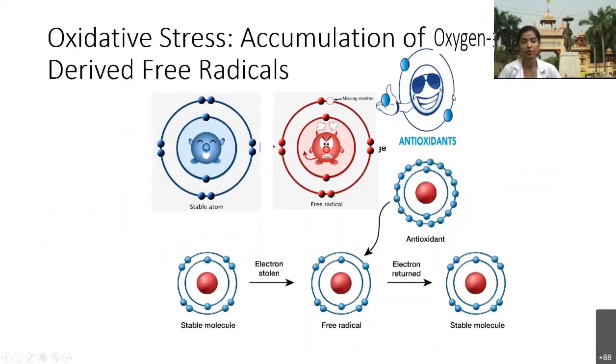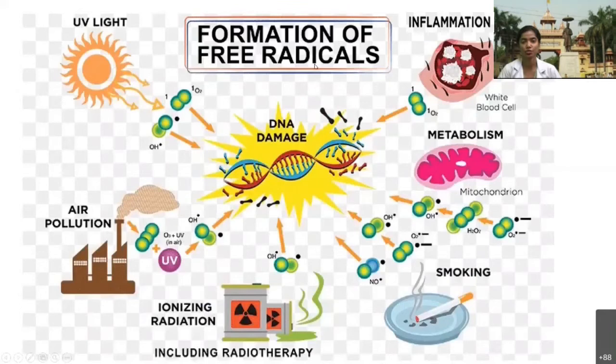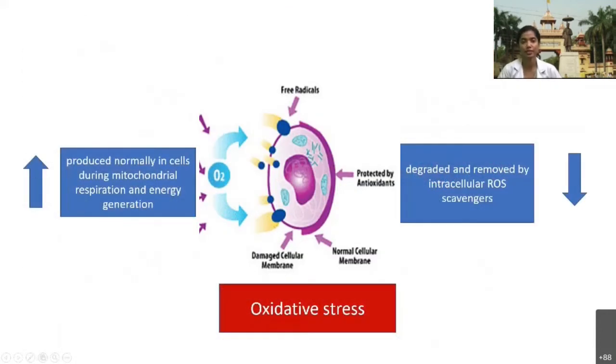Now, the purpose of the antioxidant is to give an electron to the free radical, so that it becomes stable once again. Now, how are the free radicals formed? They can be formed from ultraviolet radiation, from air pollution, from ionizing radiation, smoking, from different sorts of metabolism, and also from inflammatory processes.